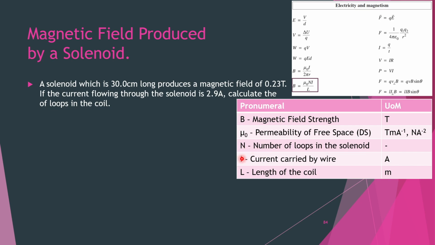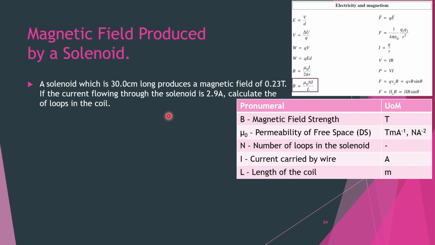Again, we have I, the current carried by the wire, as a variable in this equation as well. If we have a higher current in the wire, that will mean that the magnetic field strength of the solenoid will increase as well. We also have the length of the coil. Essentially, the more spread out the wires are as they loop around to make our solenoid coil, the weaker the overall field that they'll produce. So a low length of coil will increase the magnetic field strength of the solenoid.